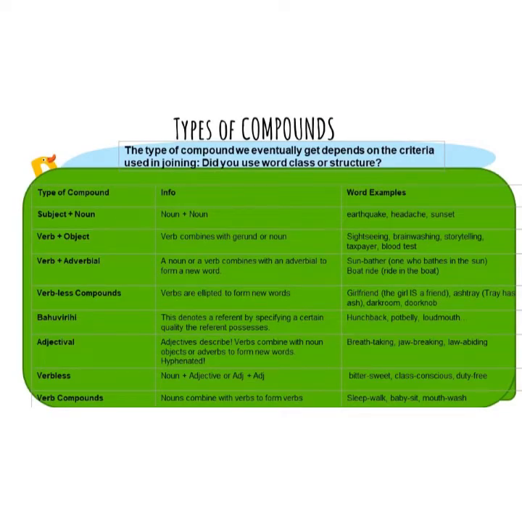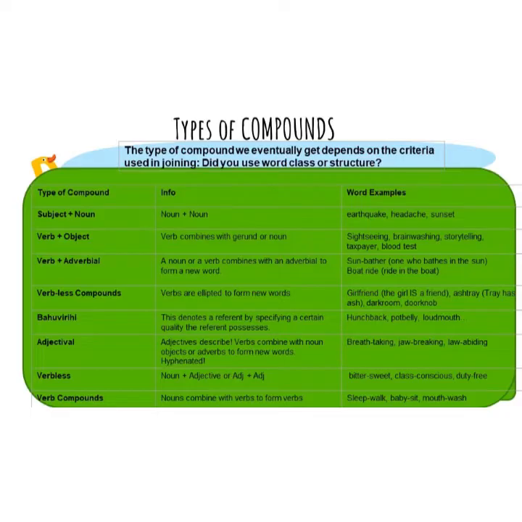The type of compound we eventually get depends on the criteria you used for joining. Did you use word class or did you use the structure of the word for joining? Let's see. First, subject plus noun type of compound. It's a noun with another noun. Examples, earth and quake come together to form earthquake. Head and ache come together to form headache, and so on.